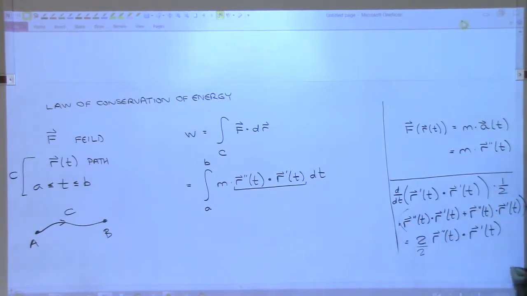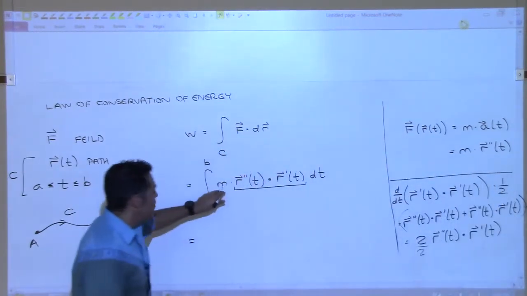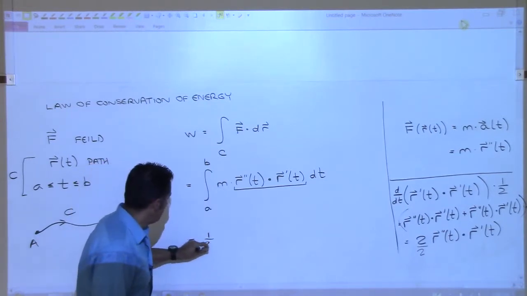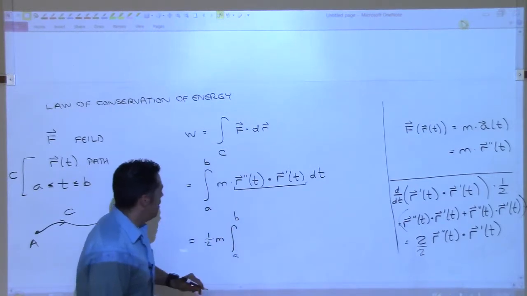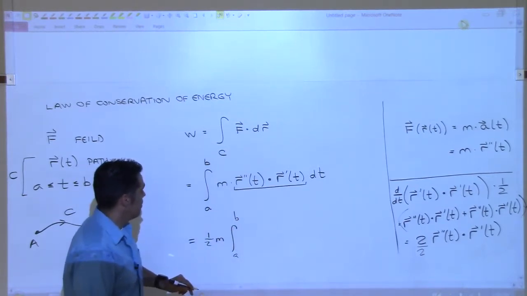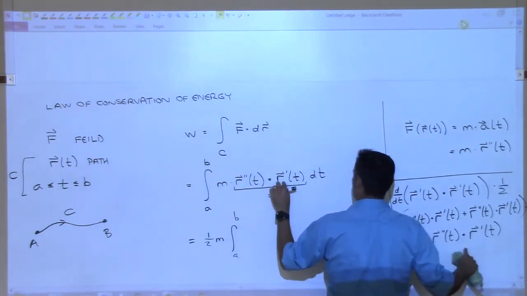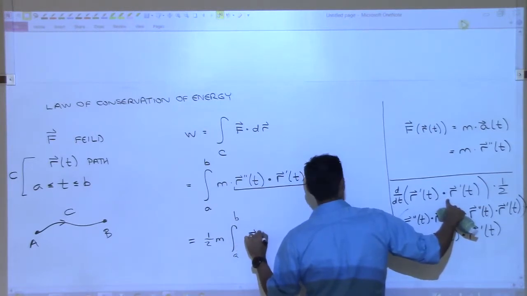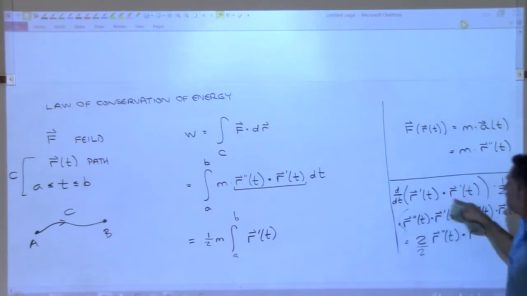Okay, so this now becomes, watch what I'm going to do. I'm going to pull the mass out, and I'm going to pull the half out. So half mass, integral from A to B of what? R double prime. Well, no, we're changing this back into this, right? So this is going to be r prime of t dotted with itself.